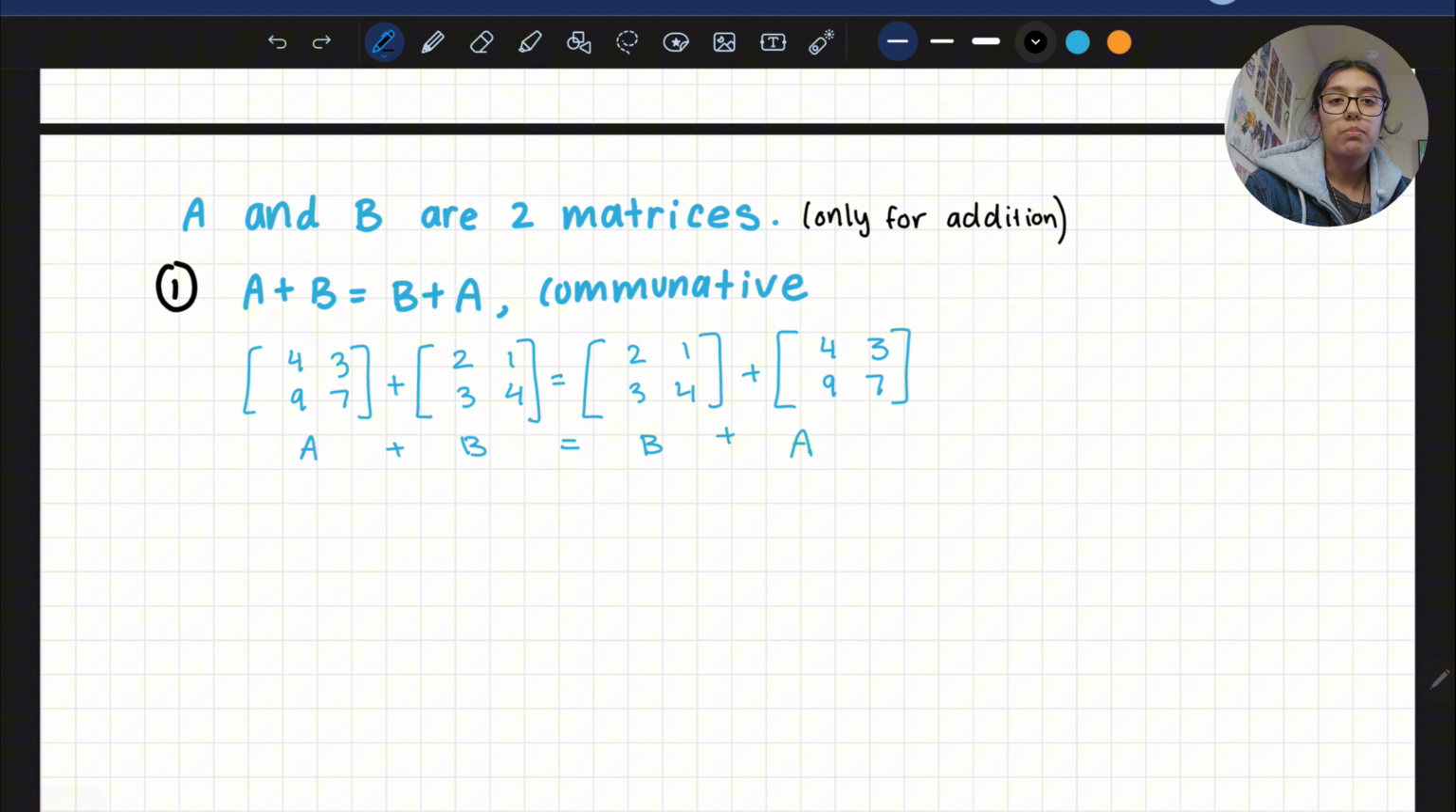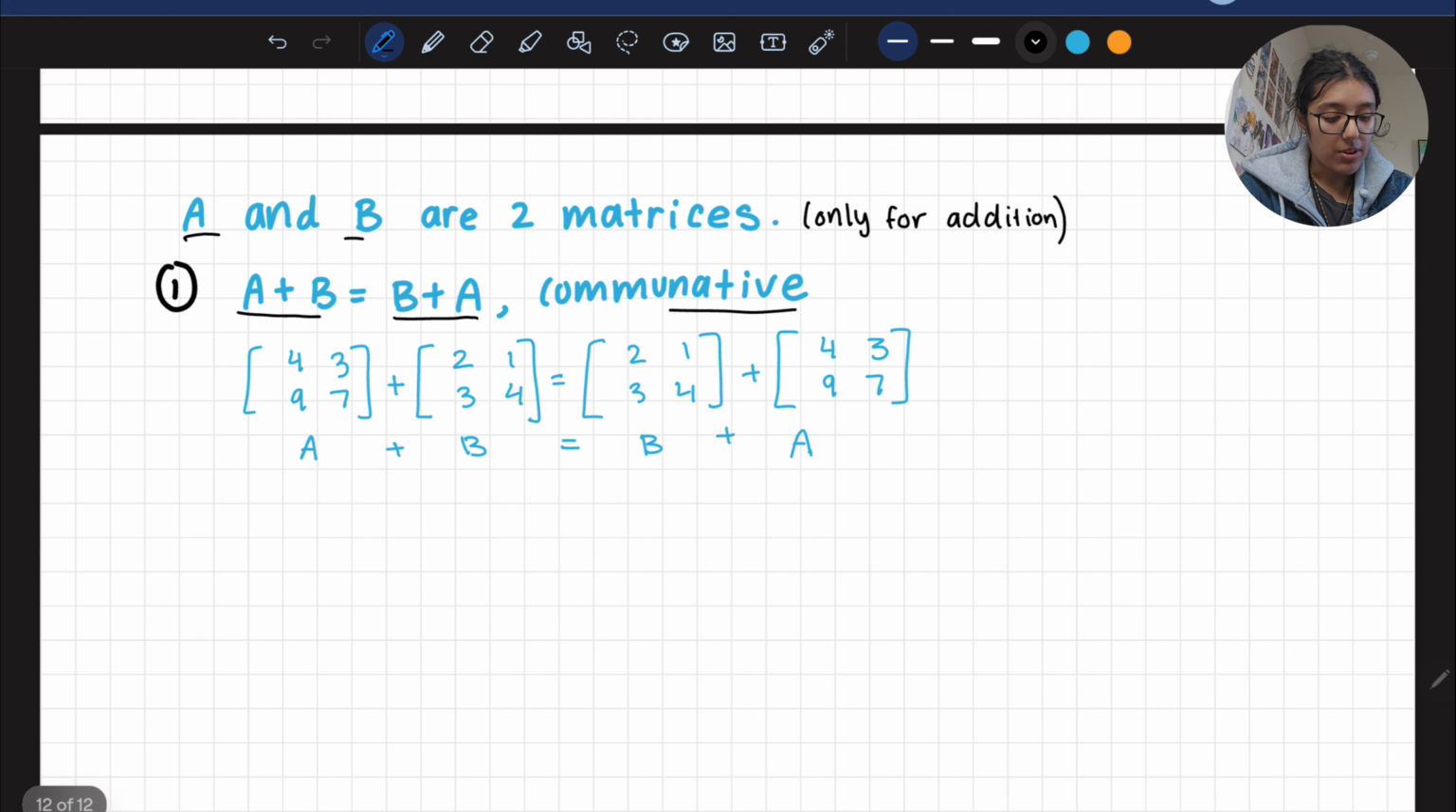So now let's get into the properties, and the properties that I'm going to be discussing right now are just for adding matrices. So forget subtracting matrices for a second. Let's just focus on adding matrices. Our first property is that, assuming A and B are two matrices, A plus B is going to be equal to B plus A. And this is the commutative property. So adding matrices is commutative.